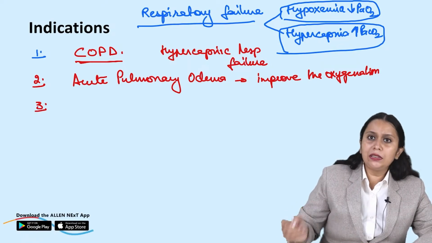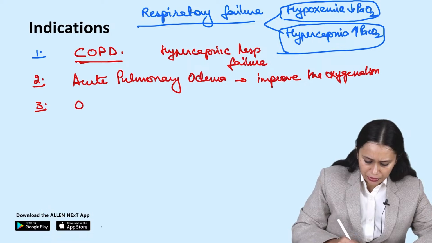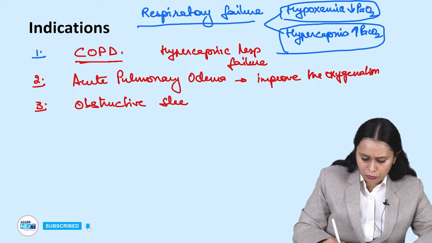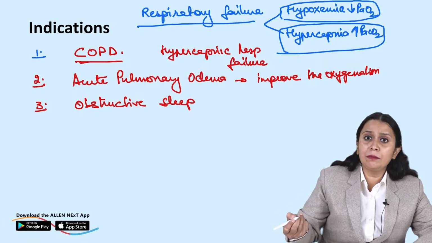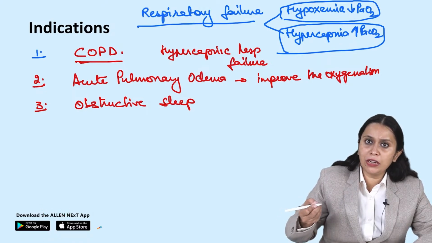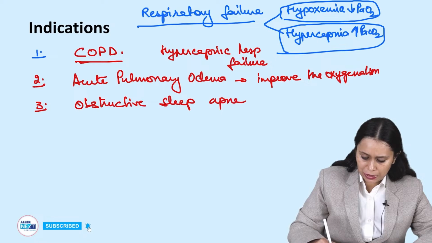Then the third indication, an out-of-ICU indication, obstructive sleep apnea. Patients of obstructive sleep apnea, in whom hypoxemia happens because of respiratory obstruction when they sleep, have shown clear-cut benefit from non-invasive ventilation.